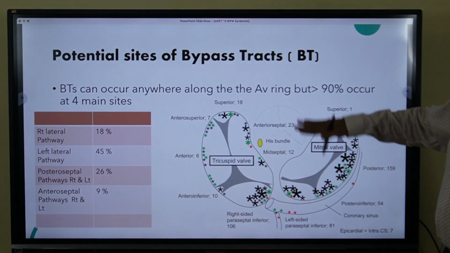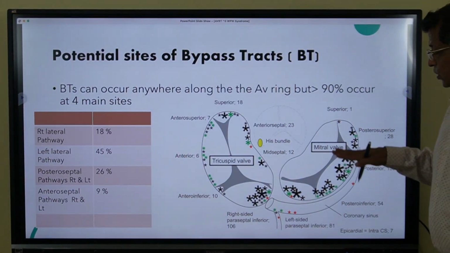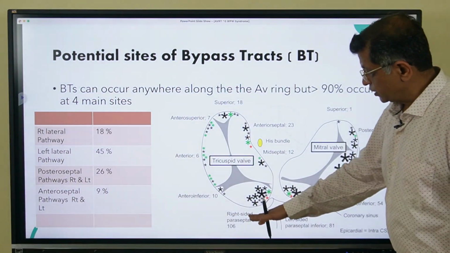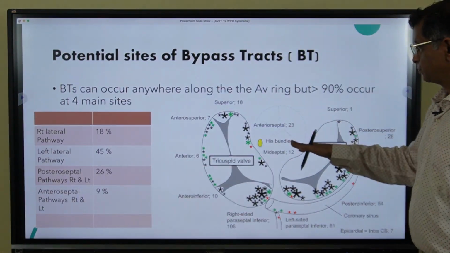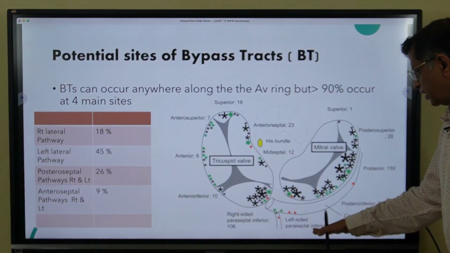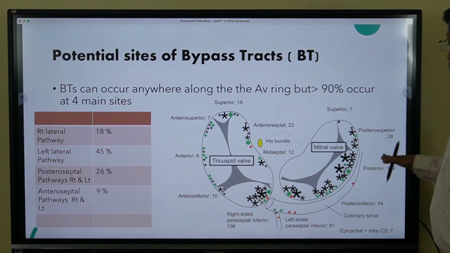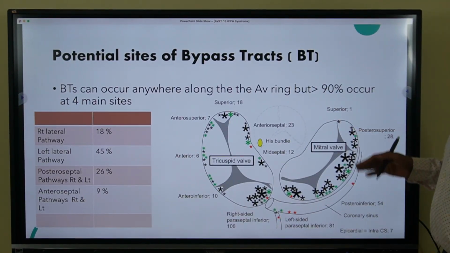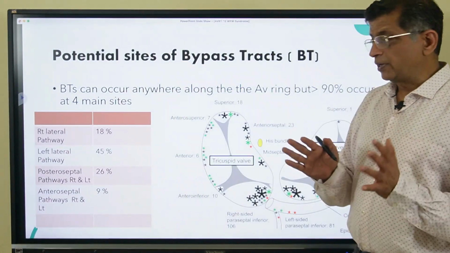Now this is the cross section at the level of the mitral valve and the tricuspid valve, and you can see that there are so many pathways, like here the right sided, right paraseptal, anteroinferior, anterior, anterior superior, superior anteroseptal. On the left side, left paraseptal, again around the coronary sinus, posterior inferior, posterior, posterior superior, superior. So mid-septal, there are so many pathways, but most commonly they fall into four common categories.